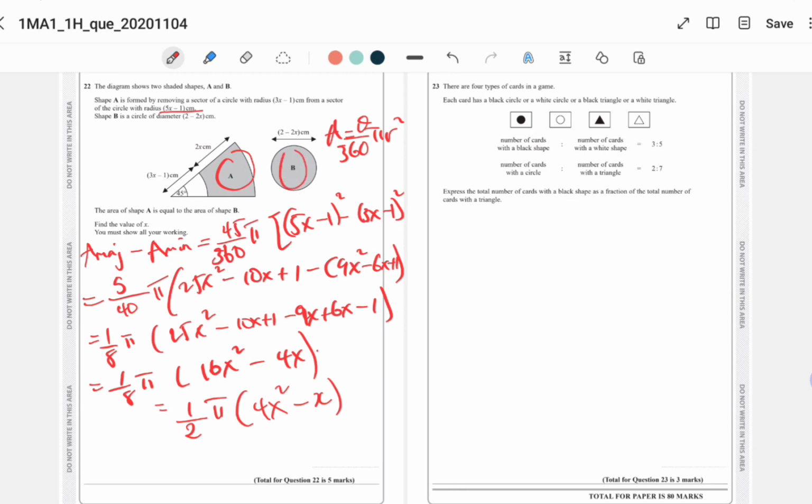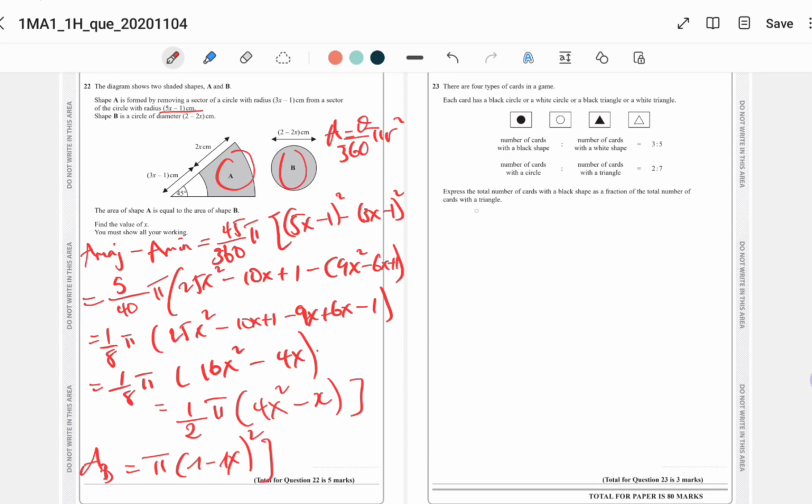B. My goodness, I'm a little tired. That would be the area of B, which will be pi times the radius. Okay, the radius, please don't make this mistake, divide by 2. That will be 1 minus 1x. So thankfully both of them were divisible by 2. 1 minus 1x squared.